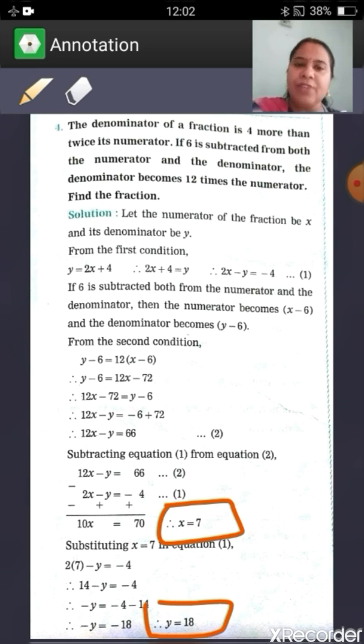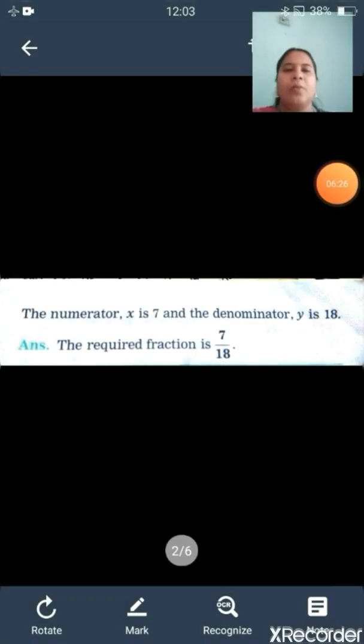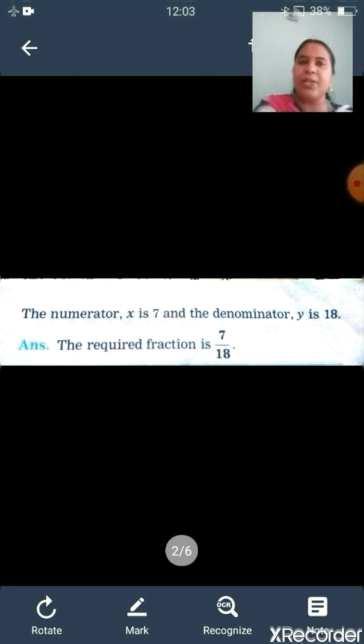So the fraction will be, as you know, numerator upon denominator. So numerator is x, denominator is y. So x is 7 and y is 18. Therefore the required fraction is 7 upon 18. This will be our final answer. Because they have asked us a fraction, the final answer also has to be written like this. Put it in a box. The required fraction is 7 upon 18. I hope you have understood all the steps.